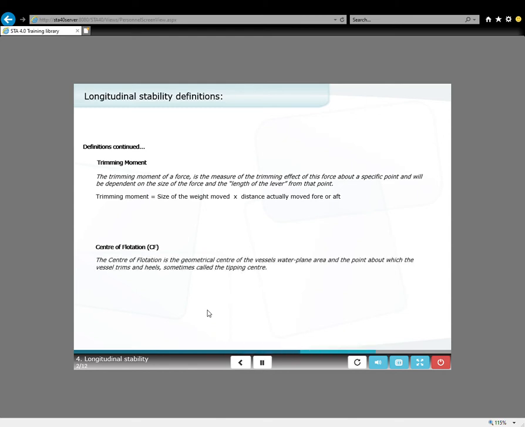The center of flotation is the geometrical center of the vessel's waterplane area and the point about which the vessel trims and heels, sometimes called the tipping center. It is often not appreciated that heeling is also about this point. With a rectangular waterplane, this would be amidships, but with a conventional ship shape, the CF may be forward or aft of this position.